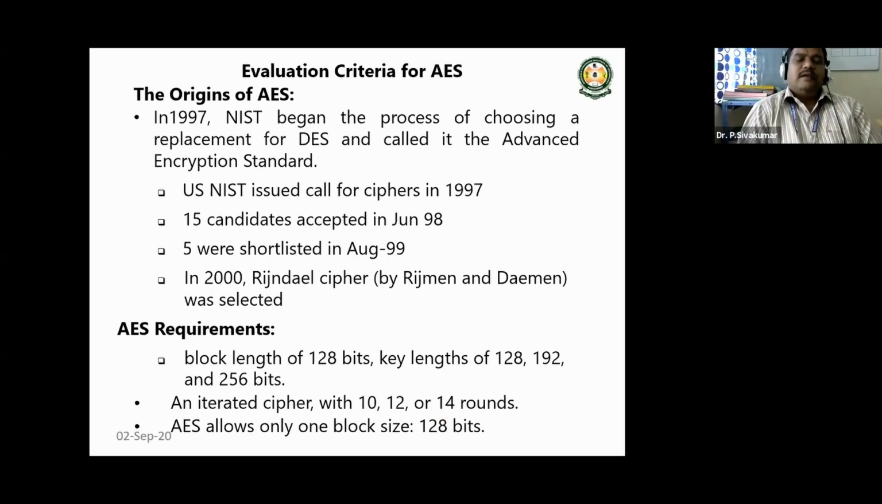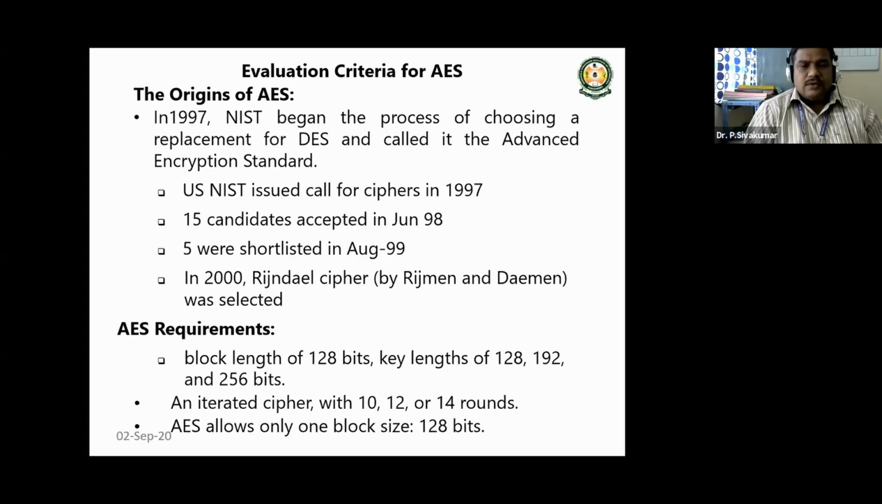So first, we take the first part of the AES algorithm. The first part of the AES algorithm is called evaluation criteria for AES. So here we cover the origin of AES, AES requirements, and evaluation criteria for AES. Okay. First we discuss the origin of AES. So actually in 1997, NIST, what is NIST? National Institute of Standards and Technology. It is a US organization.